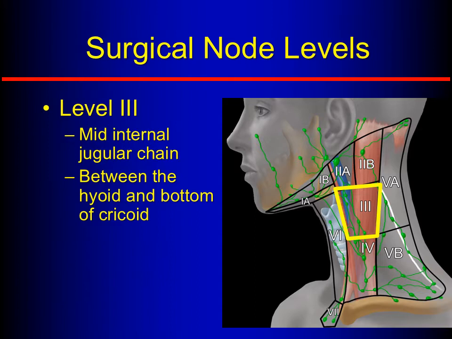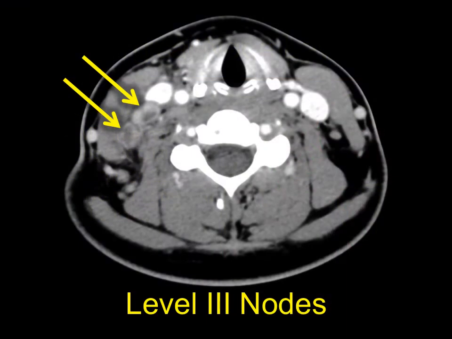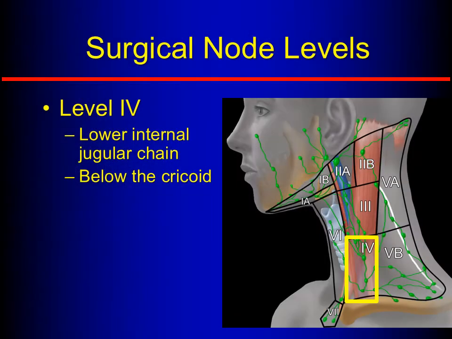So this is the mid internal jugular chain, and that's going to be between the hyoid and the bottom of the cricoid, as we see highlighted in this graphic. So here's an axial post-contrasted CT, and we see these level 3 nodes. We're below the hyoid but above the cricoid, and we see these nodes posterior to the internal jugular vein. Next we have level 4, so this is the low internal jugular chain below the cricoid.